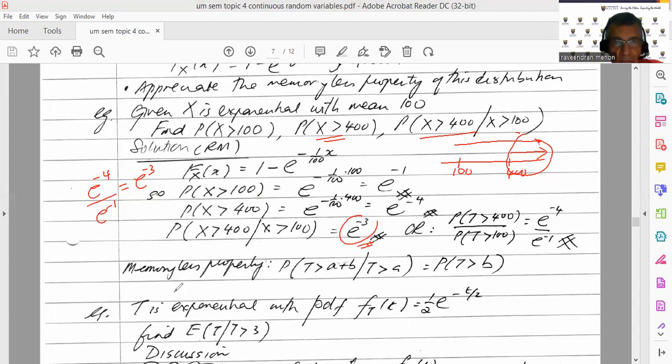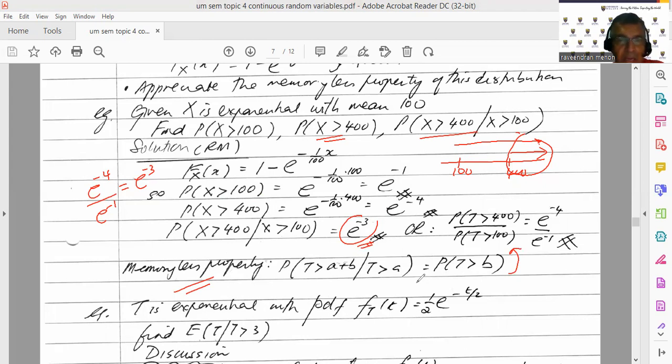So this is the memoryless property, defined in many textbooks this way: the probability that t is bigger than a plus b, given that t is bigger than a, is equal to the probability that t is bigger than b. Again, this is the memoryless property, the forgetfulness of the exponential distribution. So we can use this idea to solve this question as well.